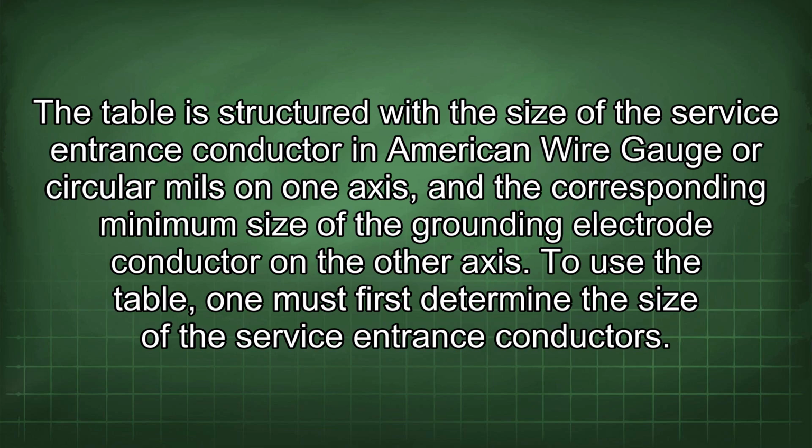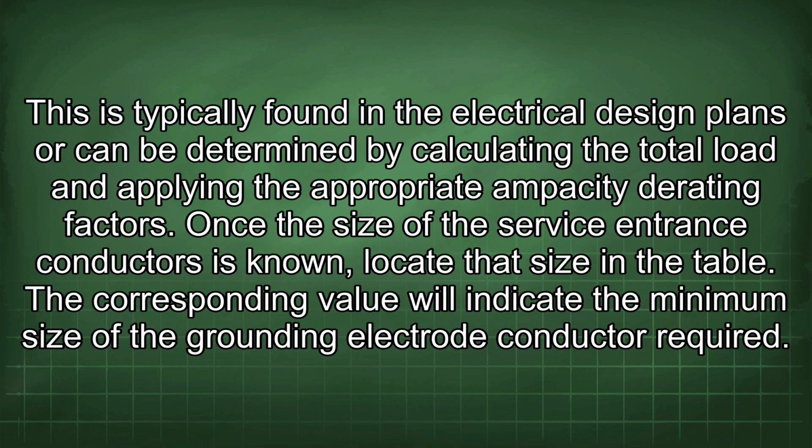To use the table, one must first determine the size of the service entrance conductors. This is typically found in the electrical design plans or can be determined by calculating the total load and applying the appropriate derating factors. Once the size of the service entrance conductors is known, locate that size in the table. The corresponding value will indicate the minimum size of the grounding electrode conductor required.